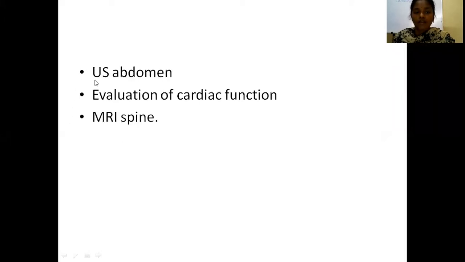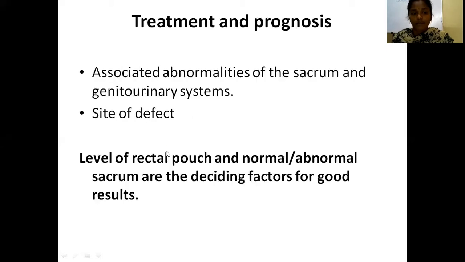And the other important thing is, as these anorectal malformations are associated with other anomalies, you have to order other investigations like ultrasound abdomen, evaluation of cardiac function, and MRI spine to rule out vertebral anomalies. Now, how do you treat these anorectal malformations, and what is the prognosis?